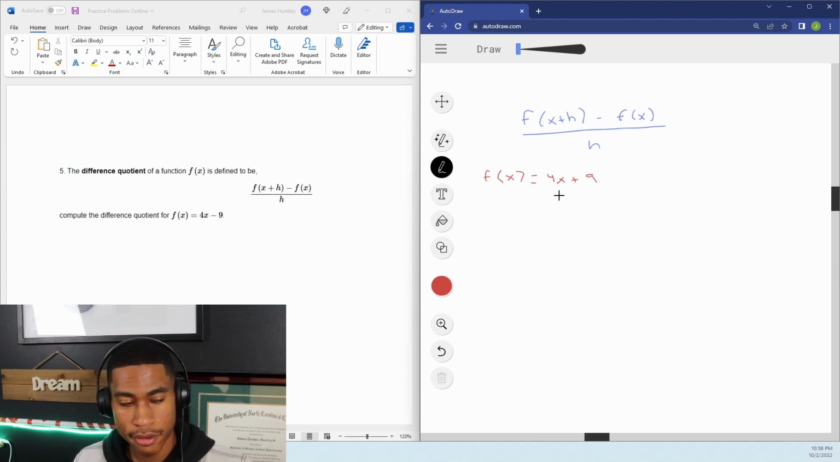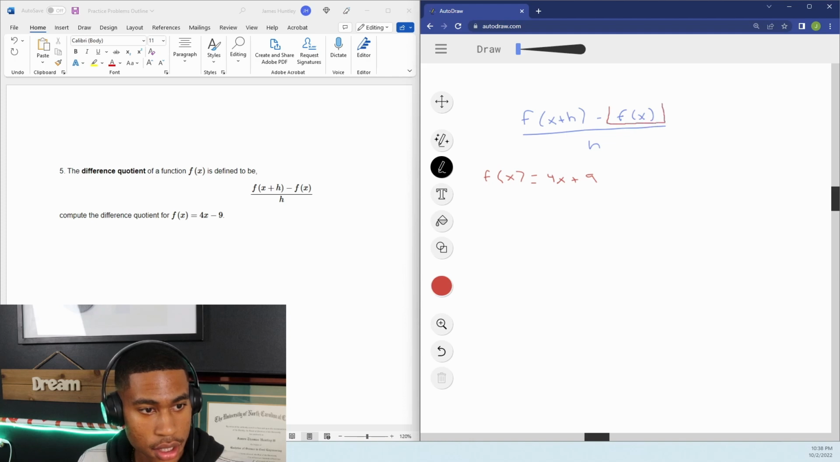Well, where is f of x in our problem? Well, it looks like it's right here. All right, so it looks like we have part of our problem already figured out. Okay, so we know that.